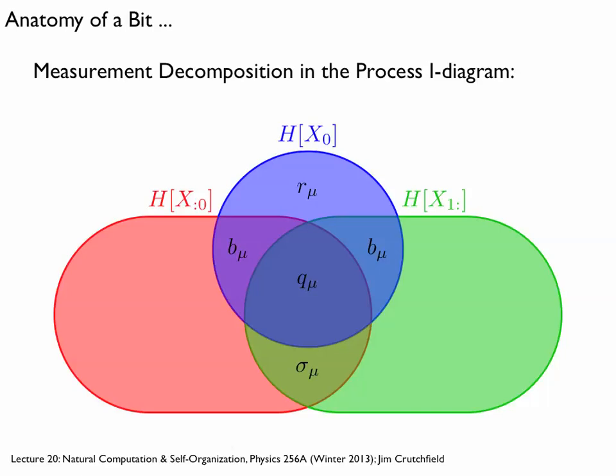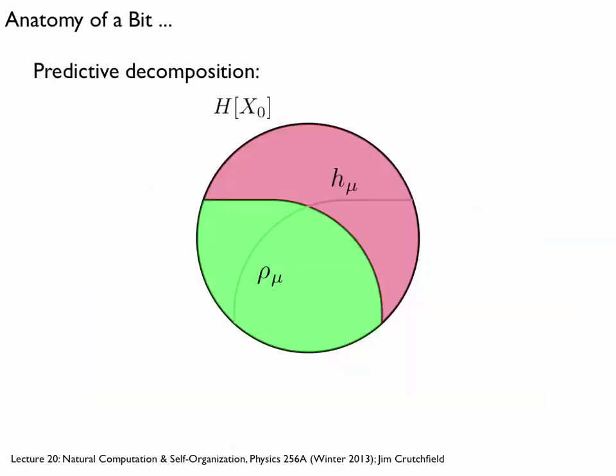And there are different ways of thinking about this. Now we're going to focus in on just the way that past and future decompose the present. Just focus on that circle. There's, if you like, a predictive decomposition. Here we have entropy in a single variable. There's a piece that is shared with the past, and a part that was unanticipated. That's rho mu, that's h mu, the entropy rate.